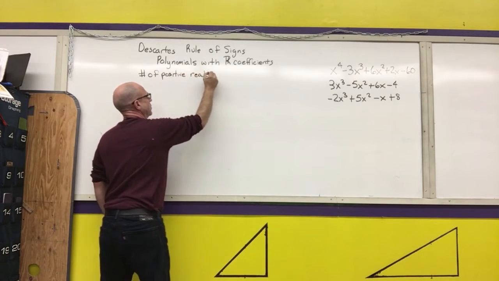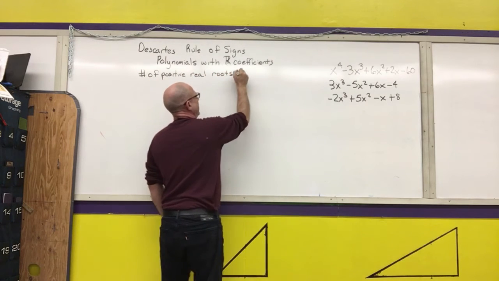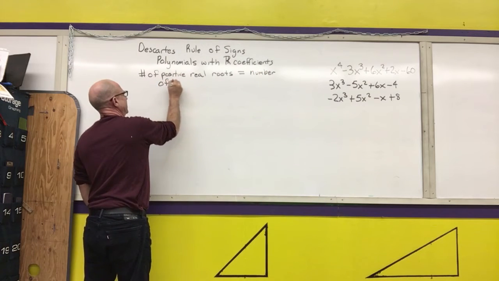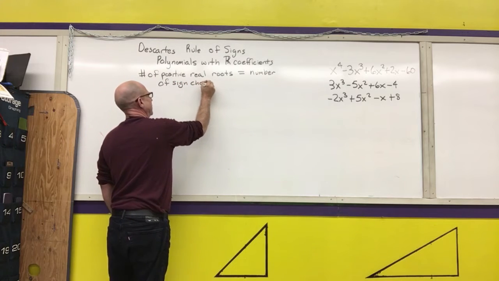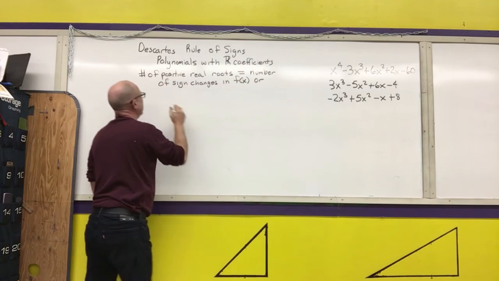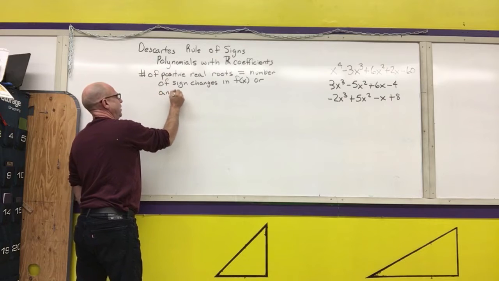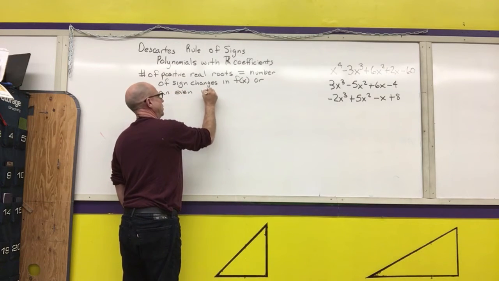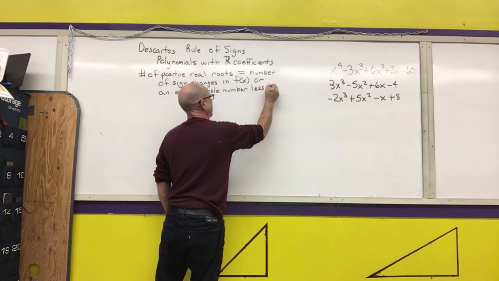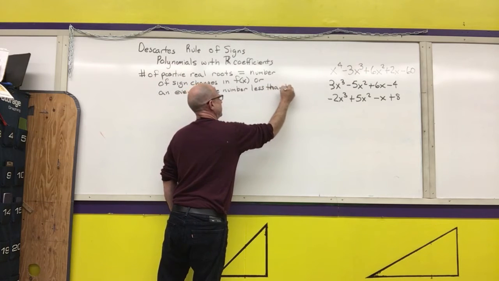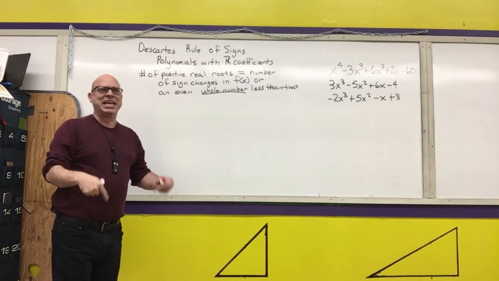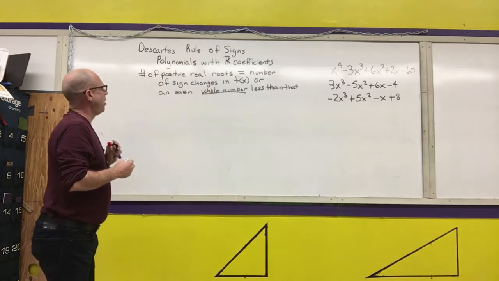real roots is equal to the number of sign changes in f of x, or an even whole number less than that. The book says an even integer number less than that, but we're going to find out we don't want to have negative numbers, so I'm going to call it a whole number.